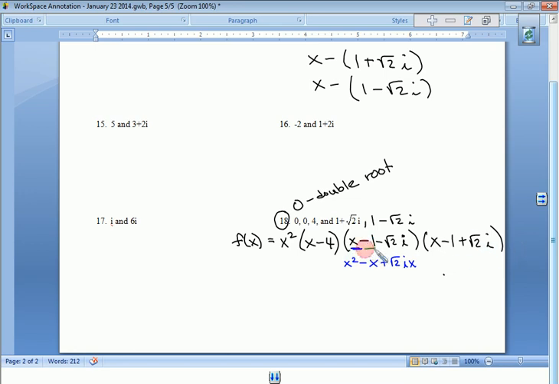Now, let's tackle the next term. The next term is negative 1. What does multiplying by negative 1 do? Change the sign. So all we're going to do is change the signs in that second factor. So we get a minus x, a plus 1, and a minus root 2i.